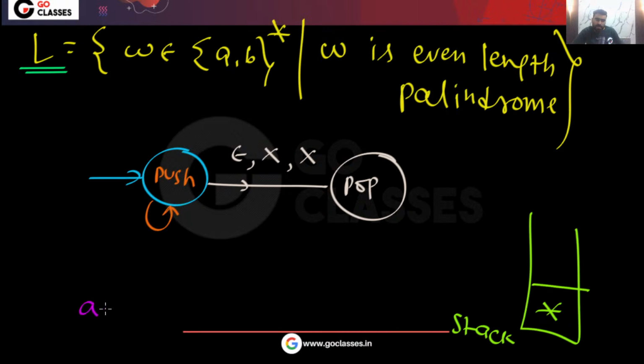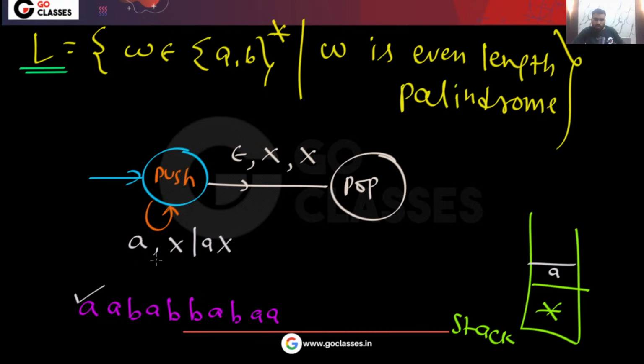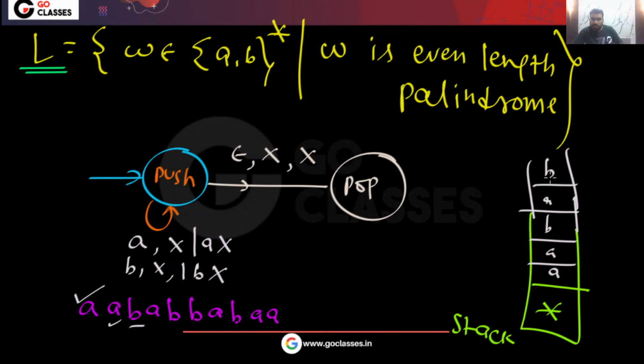For example, consider this string: A, B, A, B, B, A, B, A, A. So what are you going to do? If A comes, you will push it. Yes or no? This A you will push. If B comes, that also you will push. This A you will push. This A you will push. This B you will push. Then this A you will push. Then this B you will push.